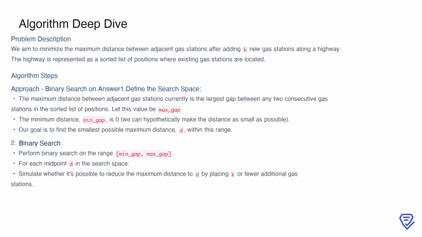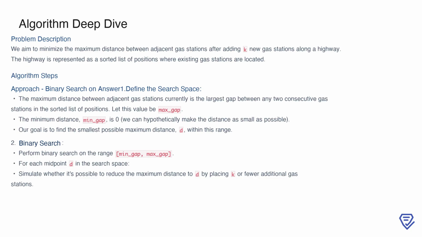To tackle this problem, the goal is to minimize the maximum distance between adjacent gas stations after adding k new ones to a highway. The highway is represented as a sorted list of positions where existing gas stations are located. We approach this using binary search on the answer.